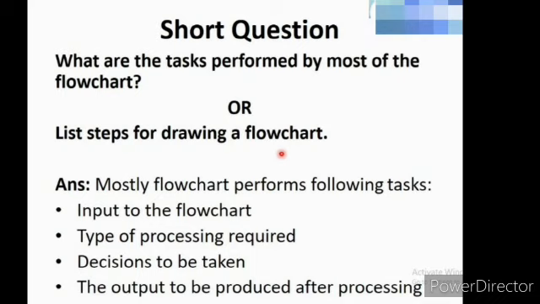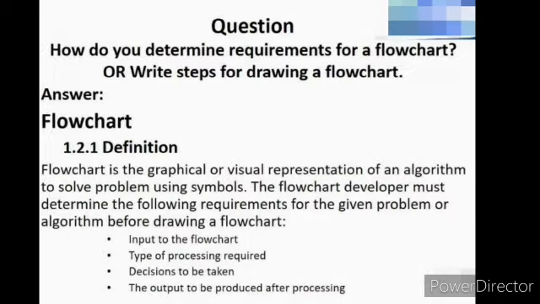Number 1, input to the flowchart. Number 2, type of processing required. Number 3, decisions to be taken. And number 4, the output to be produced after processing. And the next question, which is a long question: how do you determine requirements for a flowchart, or the right steps for drawing a flowchart?